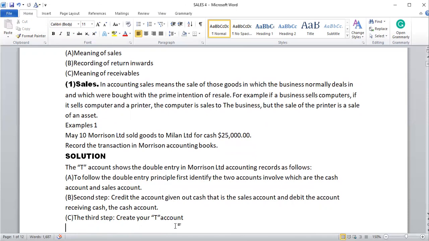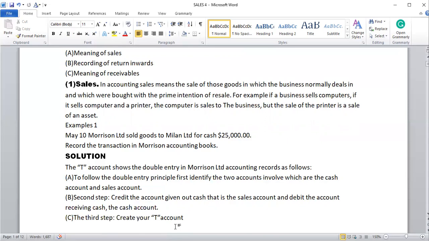So according to the double entry principle, the first step that you have to take is to identify the two accounts involved. In this case, it is the cash account and the sales account. After identifying the two accounts involved, the next step is that you have to debit the account receiving the cash and credit the account giving out the cash. So in this case, the account giving out the cash, that is the sales account, has to be credited, and the account receiving the cash, that is the cash account, has to be debited.